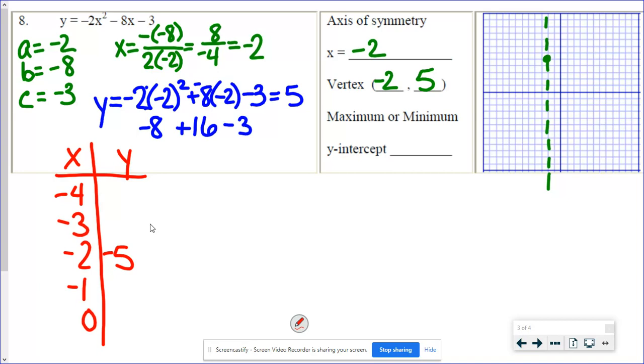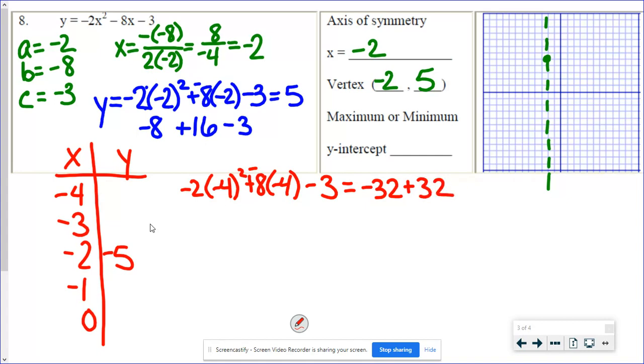So I'll have negative 2 times negative 4 squared minus 8 times the negative 4 minus 3. So negative 4 squared is going to be 16 times negative 2 is going to be negative 32. Negative 8 times negative 4 is positive 32. So right now I'm at 0. 0 minus 3 is going to be negative 3 when I put in negative 4.